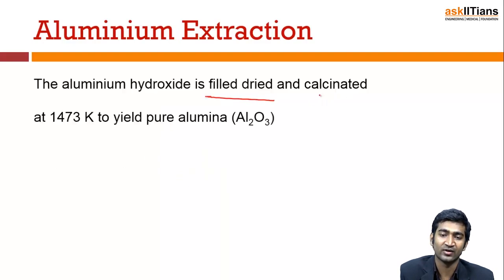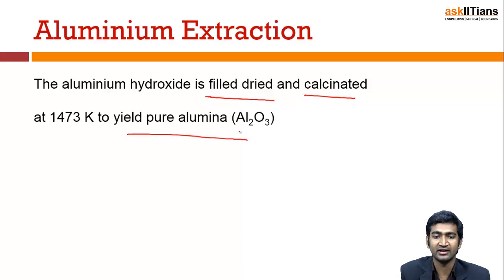And calcinated. What is calcination, guys? Calcination is nothing but heating anything in the absence of air, in the absence of oxygen. So it will yield you Al2O3, alumina, pure alumina, this way.